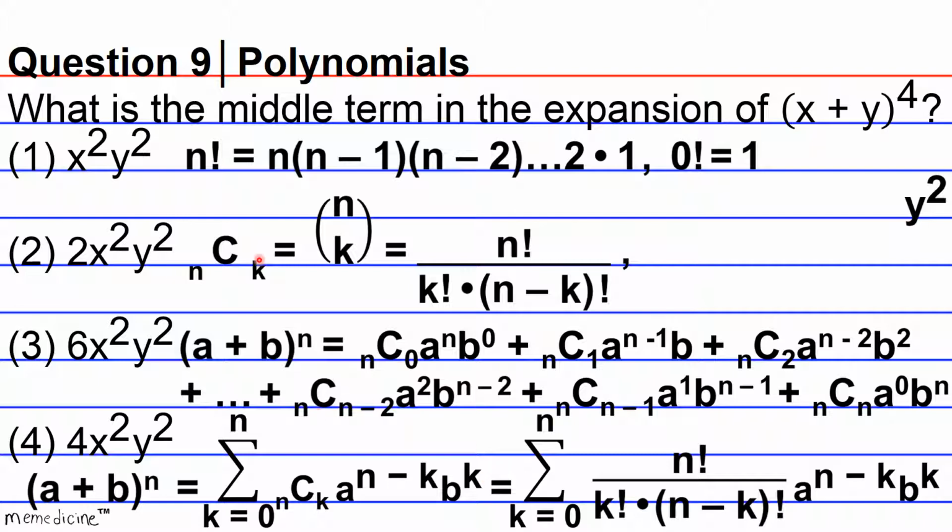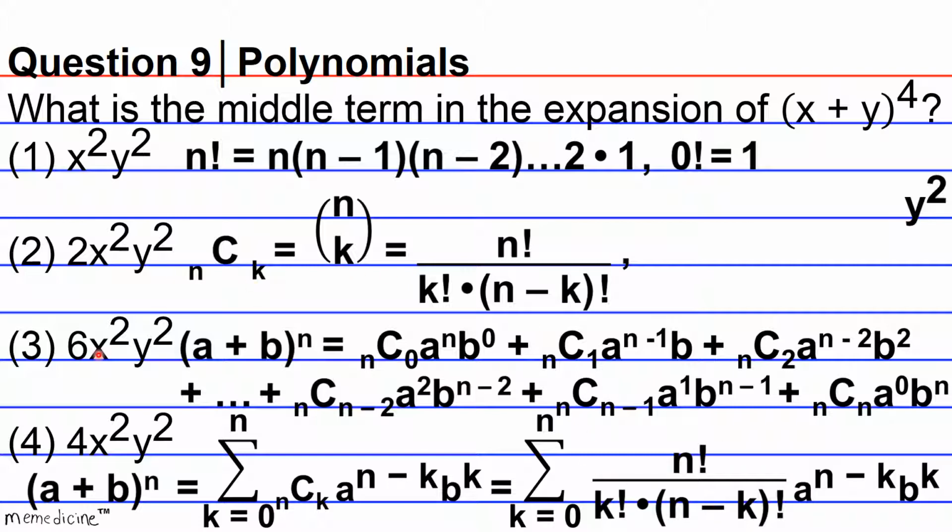But remember previously we established that n choose k is also equivalent to n factorial over k factorial times n minus k factorial. So we substitute our combination notation with factorial notation times a to the n minus k times b raised to k. Okay? All right, so yeah, that's how we basically got to this point.